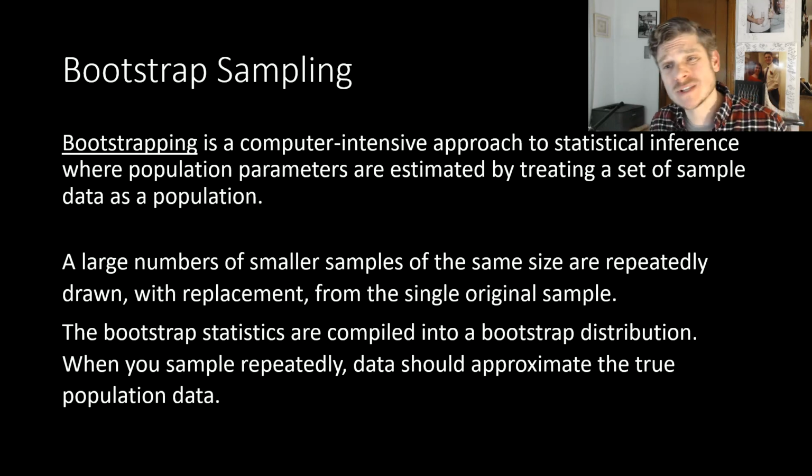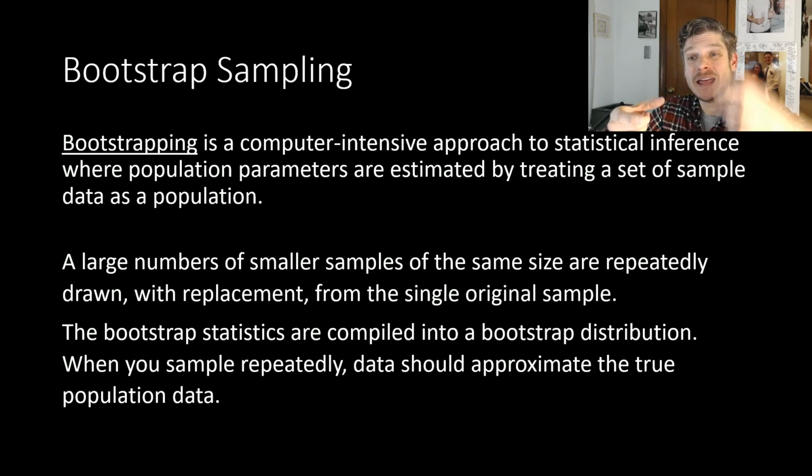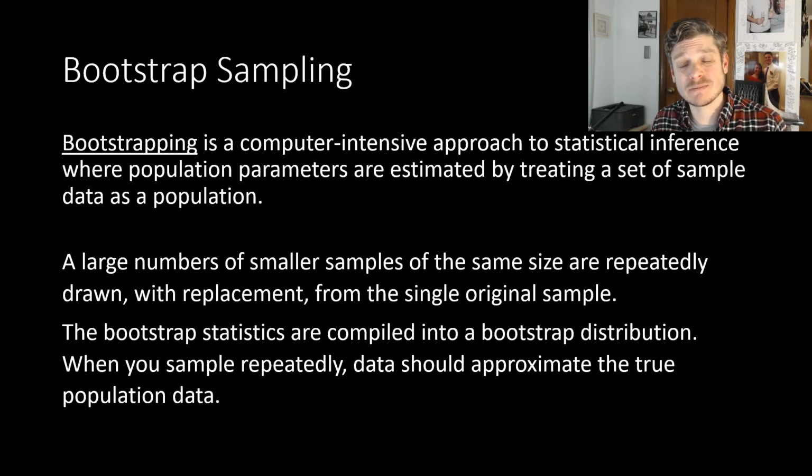What you're going to do is have the computer take your small sample and pull a bunch of smaller samples out of your original sample with replacement. With simple random sampling, you don't put it back in, but with bootstrap sampling you do. You put them back in and then pull a bunch of new samples. Each of those new subsamples is compiled into what's called a bootstrap distribution. The really cool part is that if you do this enough, your bootstrap distribution ends up approximating the population data, even if your original sample was too small to do so.